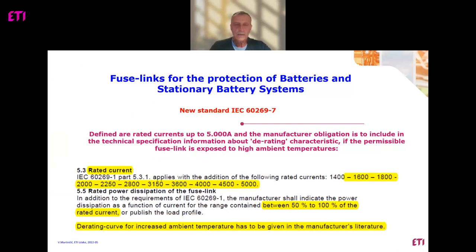This is part of point 53 rated currents. You can see that in basic part, general characteristic of part 1, rated currents are up to 1400 amps. For battery systems, there are even higher rated currents up to 5000 amps.